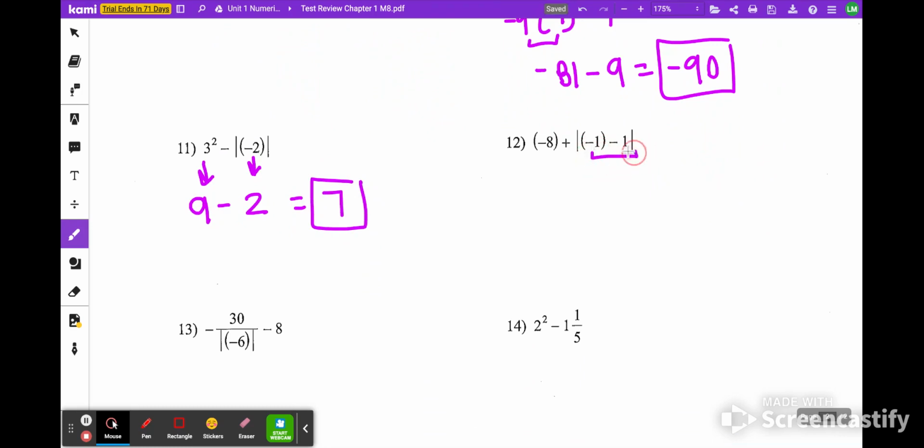Absolute value right here is what I'm going to focus on first. The absolute value of negative 1 minus 1. Negative 1 minus 1 is negative 2, but the absolute value of that is a positive 2, so I have negative 8 plus 2, which is a negative 6.